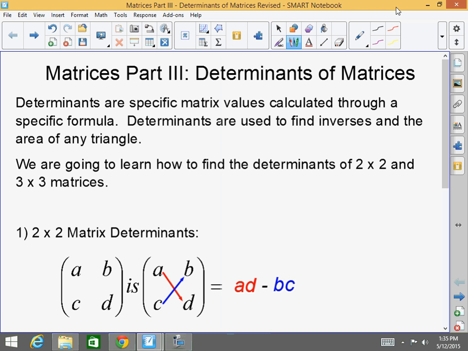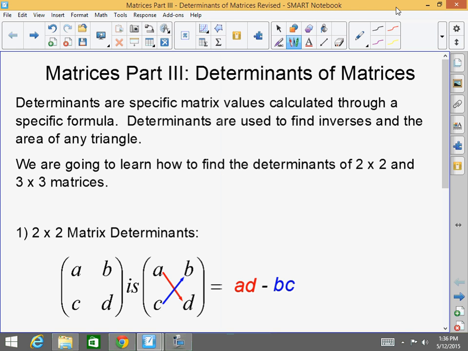Today we're going to continue with matrices, and we're going to talk about determinants of matrices. Determinants are very useful for a few things. First of all, in programming, they're very useful. But secondly, mathematics related, you can find the area of a triangle using matrices. You can solve systems of linear equations, both if you have two variables or three, using something called Cramer's rule, which uses determinants. And you can find inverse matrices by using determinants. So determinants are very useful.